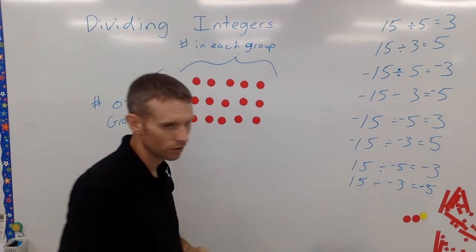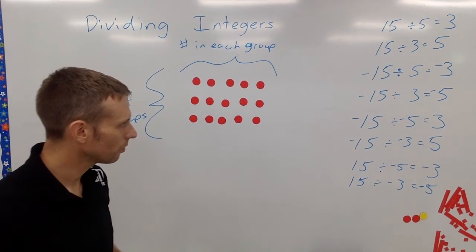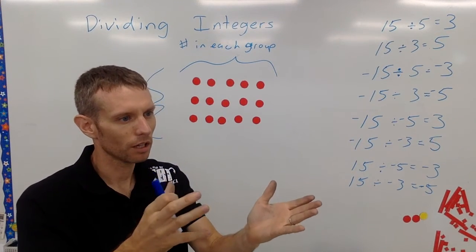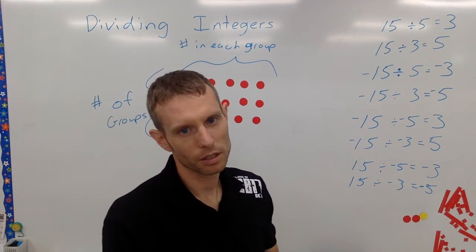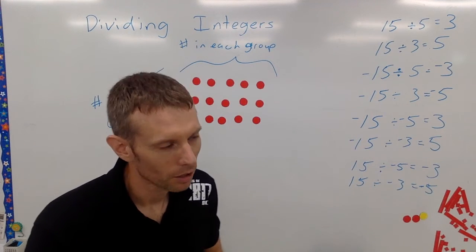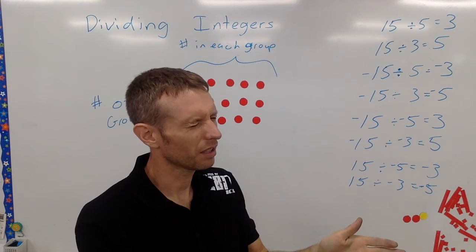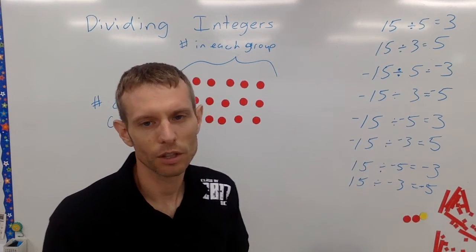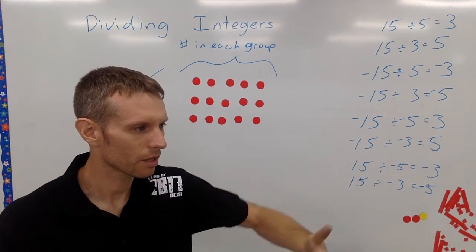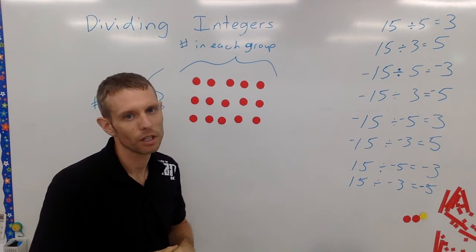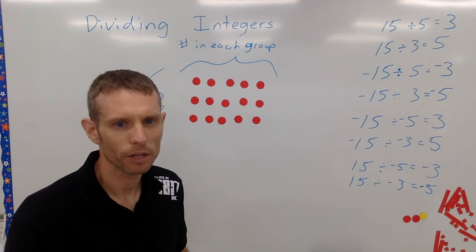It's very similar to the multiplication rules if you want to memorize. A negative divided by a positive is a negative, or a positive divided by a negative is a negative. Opposite signs give you a negative, same signs give you a positive. If you want to memorize that rule, you can. This is another way to show why that works.